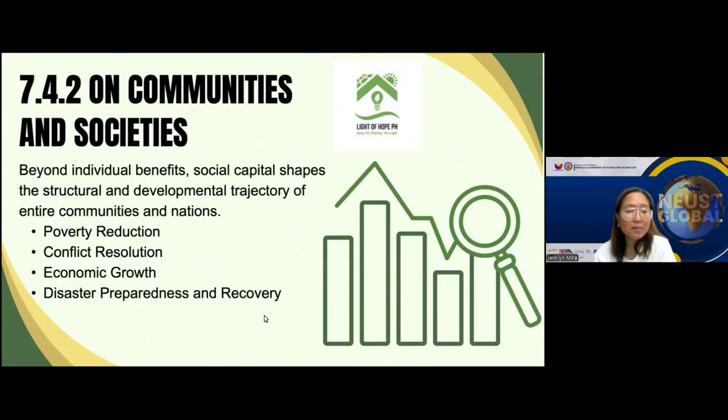Conflict resolution is another. Trust and networks help groups resolve disputes peacefully and prevent divisions. The Gacaca courts rebuild trust after genocide through community-based justice. Economic growth: reliable relationships and networks help businesses operate smoothly and grow. Small and medium enterprises in Japan and northern Italy collaborate through tight networks, boosting productivity.